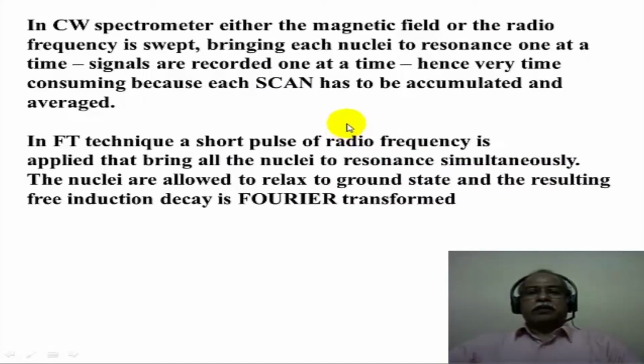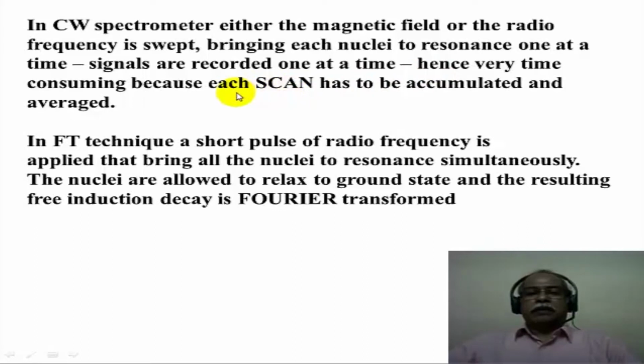Now, in the continuous wave NMR spectrometer, the magnetic field is scanned and the radio frequency is kept constant, bringing each nucleus to resonance one at a time. In other words, signals are recorded one at a time by scanning the magnetic field, keeping the radio frequency constant. That is why we say 60 megahertz NMR essentially means the operating frequency is 60 megahertz and the magnetic field strength is varied to cover certain spectral scan widths. The continuous wave process is fairly time-consuming because each scan has to be accumulated and averaged.